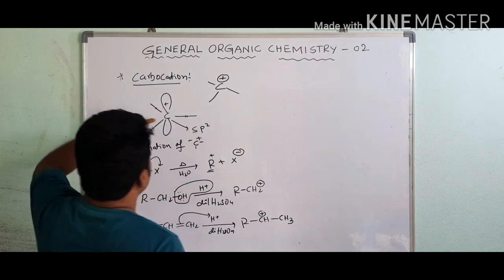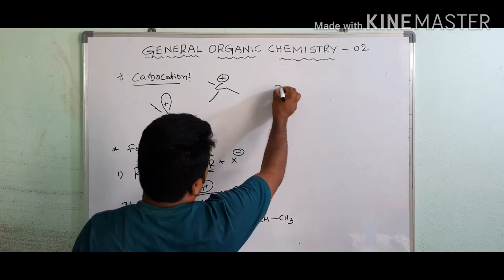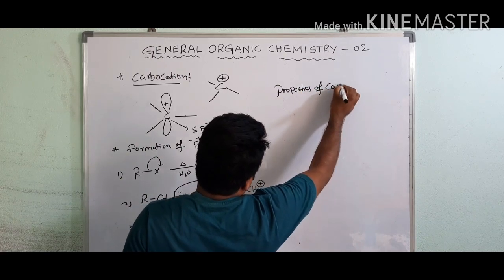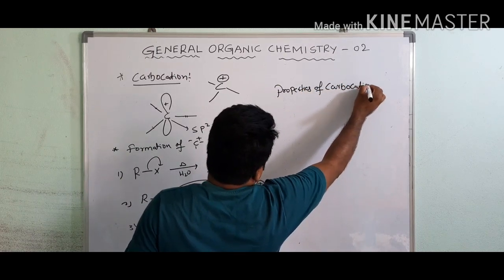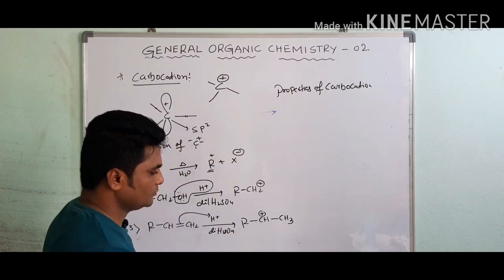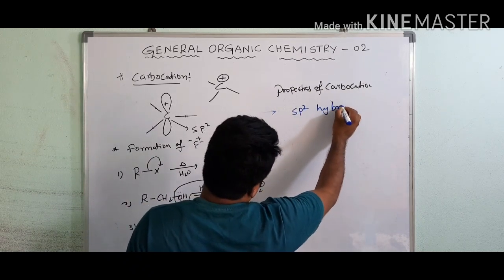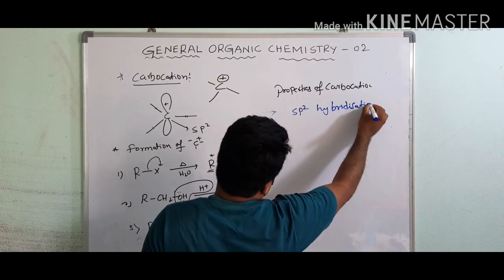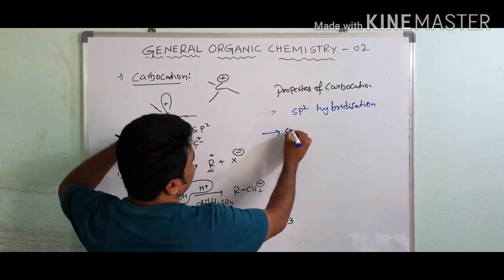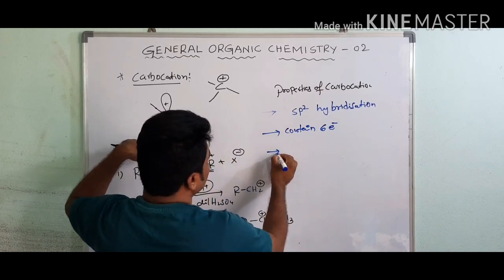And what are the properties? See, carbocation having how many electrons? 2, 2, 2, total 6 electrons. Now see, properties of carbocation. First property, tell me what is the first property? It undergoes sp2 hybridization. Second point, tell me what is the second point? It contains how many electrons? Only 6 electrons in total. It means what? Incomplete octet.